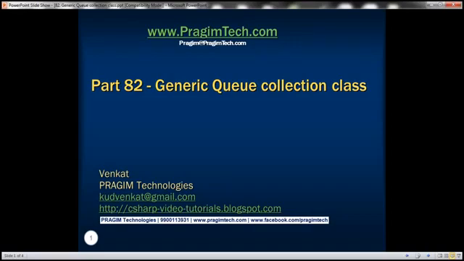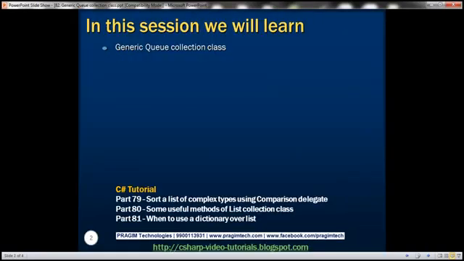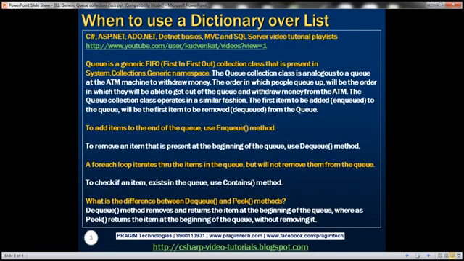This is part 82 of C# tutorial. In this video, we'll discuss the generic queue collection class. Queue is a generic first in first out collection class that's present in System.Collections.Generic namespace. That is the order in which we add items to the queue. The same order will be used to retrieve items from the queue.